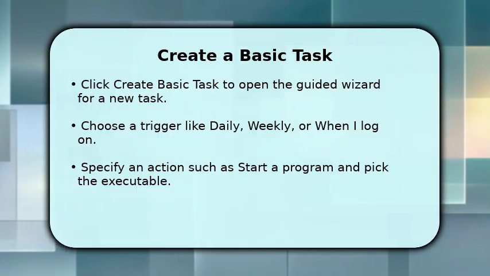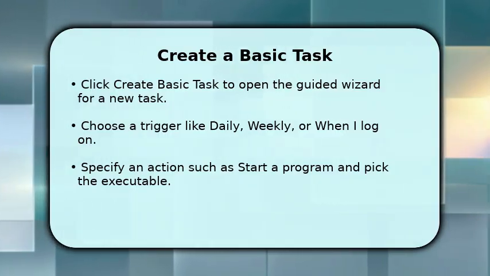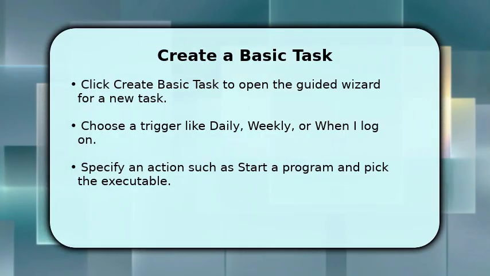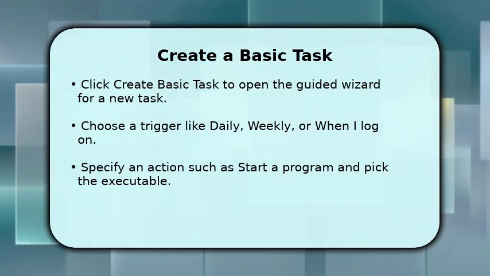Next, pick an action such as Start a Program and browse to the executable file path. Review settings on the summary page and click Finish to save the new task for Windows 10.